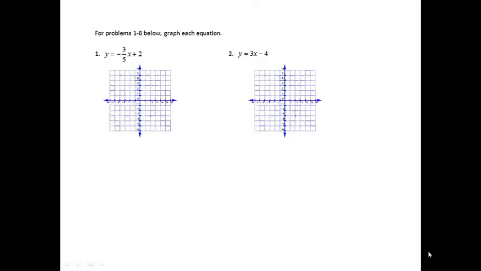Each equation. Number 1 says y equals negative 3/5 x plus 2. I know on this one all of these are going to look like lines. I'm going to start with the number without the x on it, so I'm going to start at the 2. That means my y-intercept is 2, so go up to y equals 2 and put a point.